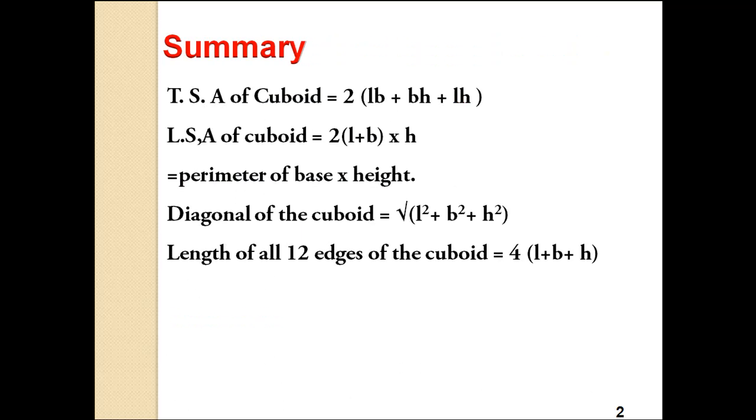Total surface area of cuboid equals 2 into (LB plus BH plus LH). Lateral surface area of cuboid equals 2 into (L plus B) into H, that is perimeter of base into height. Diagonal of the cuboid equals root of (L square plus B square plus H square). Length of all 12 edges of the cuboid equals 4 into (L plus B plus H).